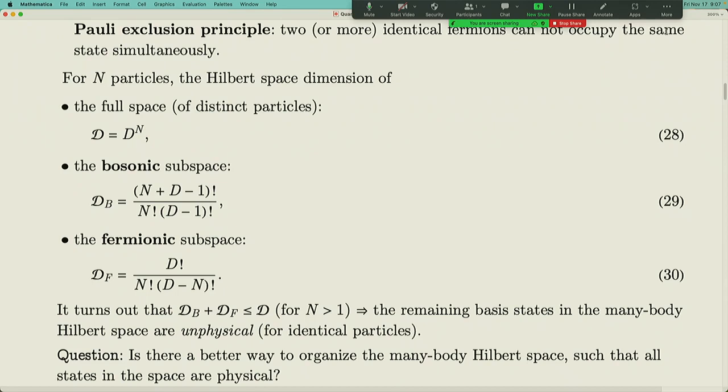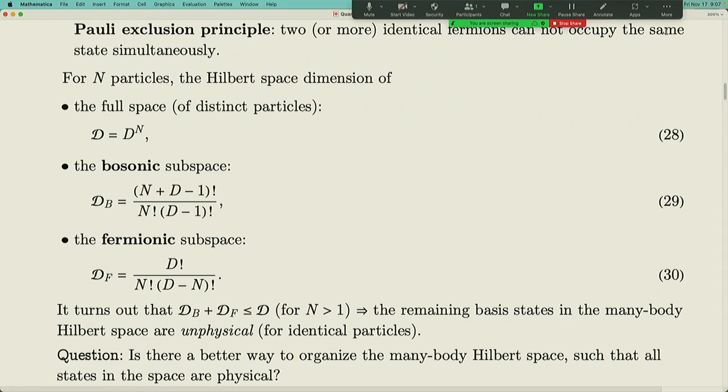But then we want to count how many states within this big Hilbert space. There are two subsets, and actually they have a small overlap. One subset is the bosonic states, the other subset is the fermionic states, and we'll try to count the number of them. So the number of fermionic basis states in this subspace can be counted because, for fermions, each particle can have d states, and there are altogether n particles.